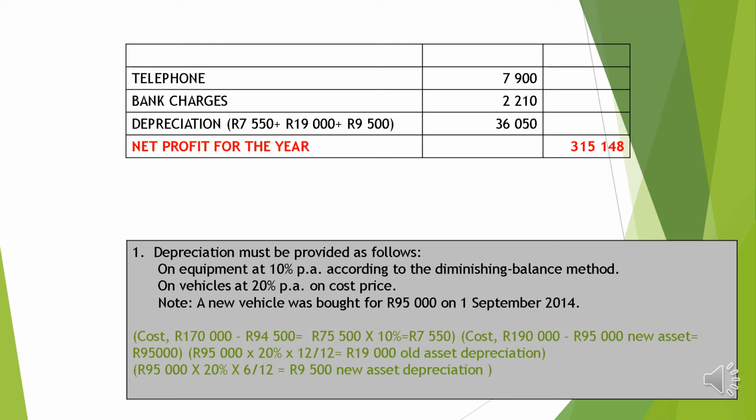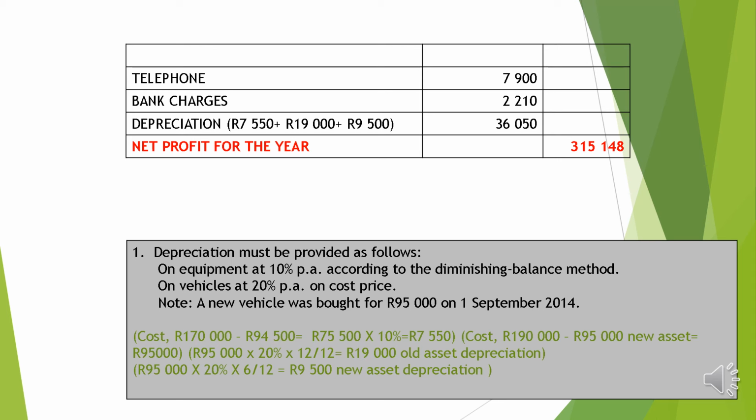Then let us look at a continuation of our expenses. You have telephone account 7,900 taken from the pre-adjustment trial balance as it is. Your bank charges 2,210 taken from the pre-adjustment trial balance as it is. Then we have one account, depreciation, where we are only having an adjustment. Whether it's depreciation on vehicles or depreciation on equipment, we have one expense account called depreciation.